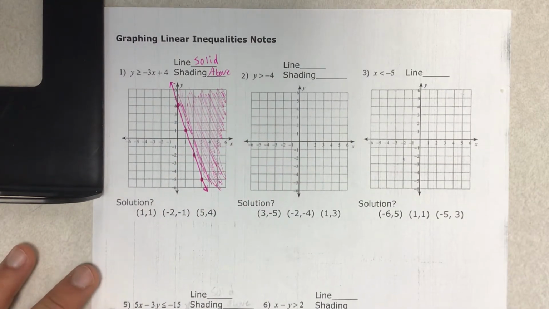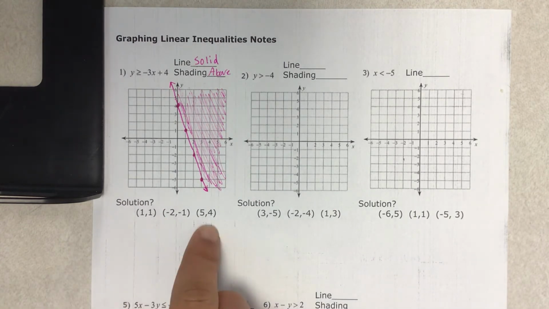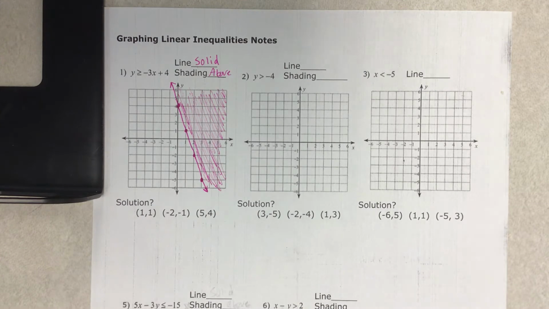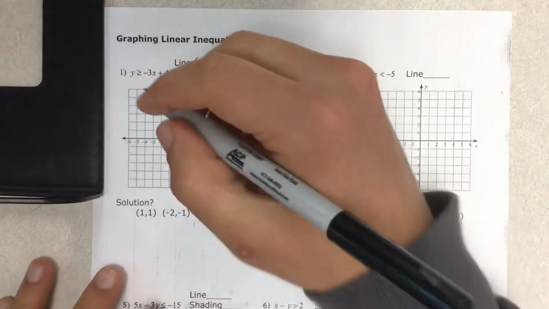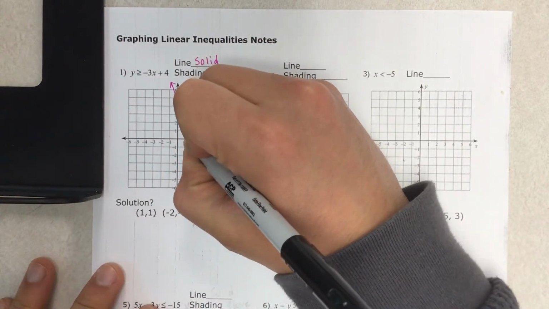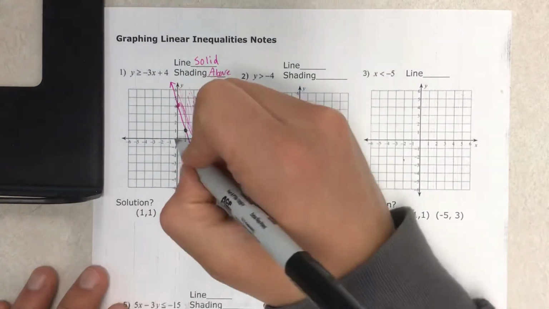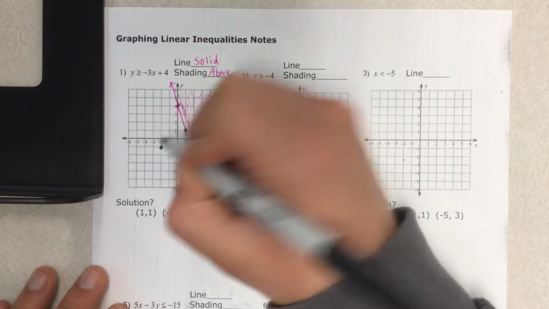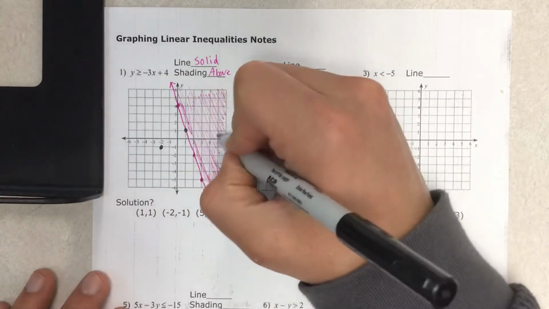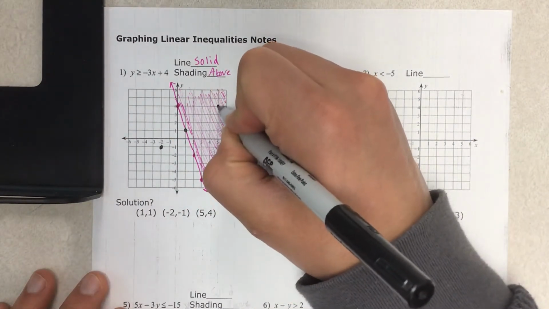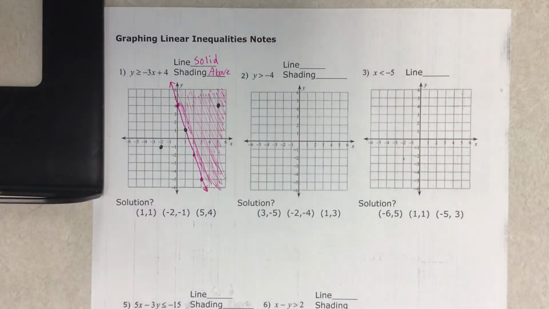Now what we want to do, the whole purpose of this, is I'm going to give you some points, and I'm going to ask you if those points are solutions or not. So I'm going to plot those points in black. Let's plot (1, 1). That's right there. (Negative 2, negative 1). That's over here. And then (5, 4). Okay? Now, if we recall, we learned about the different things that make these solutions, okay?